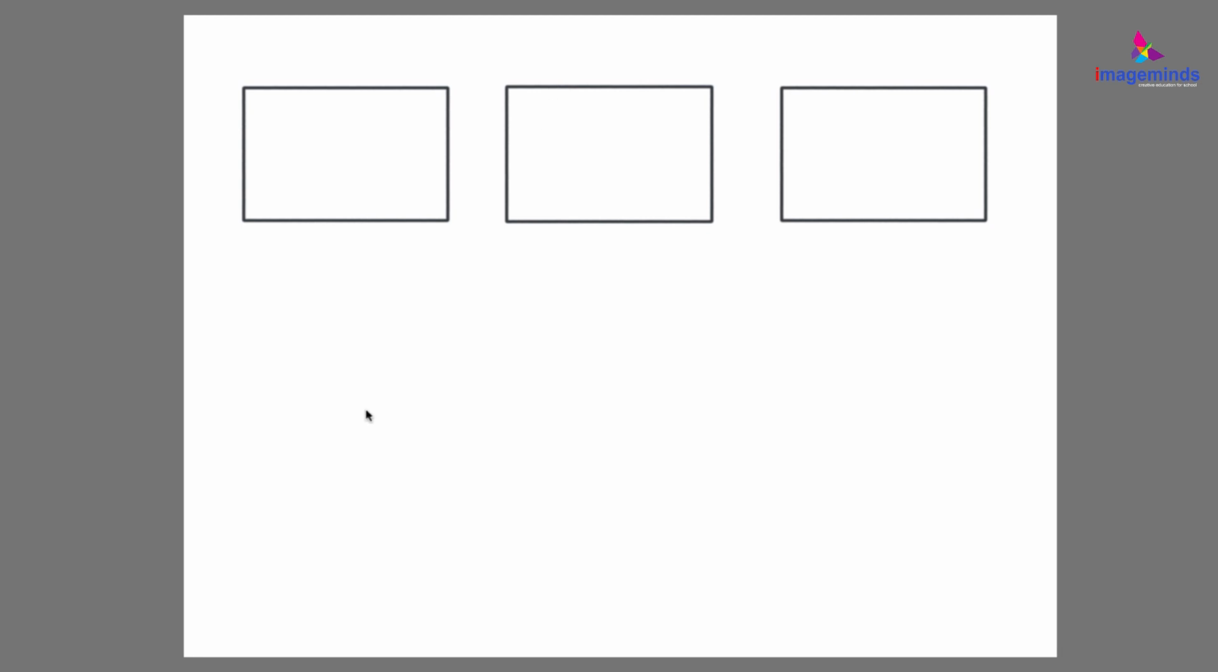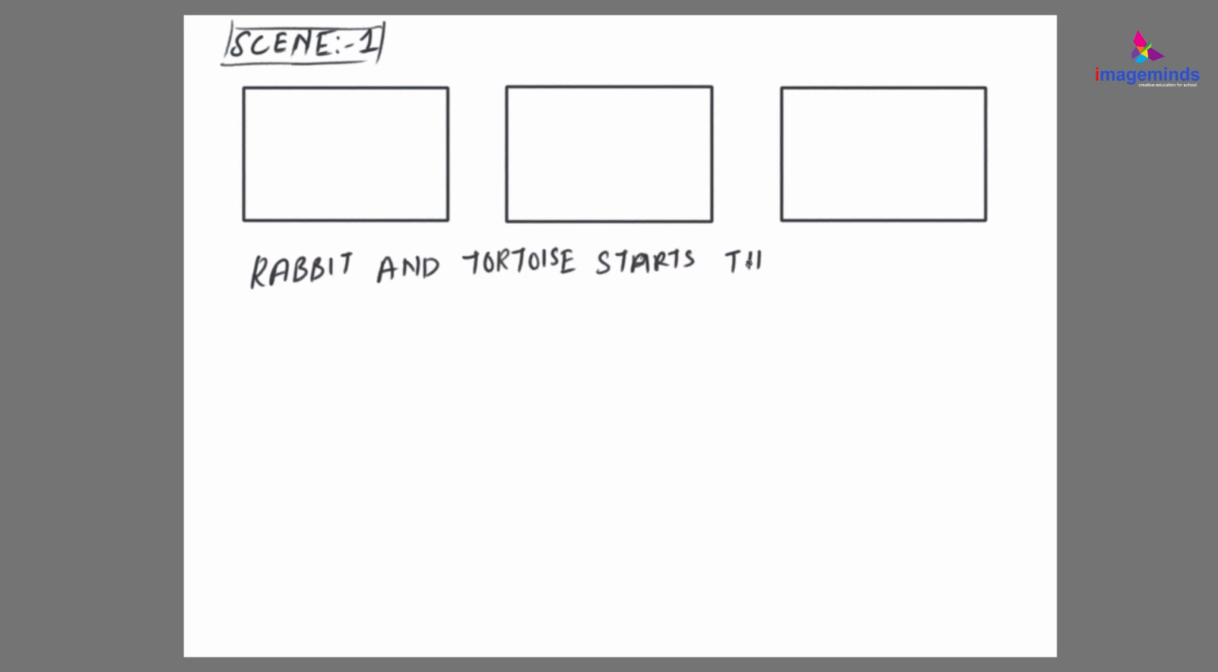You're going to learn something about storyboarding. Storyboarding is the visual representation of the story you have in your mind. Okay. First of all, I think you have all written a 3-line story. The first storyline is the rabbit and the tortoise starting the race. Okay. So that is the first scene.